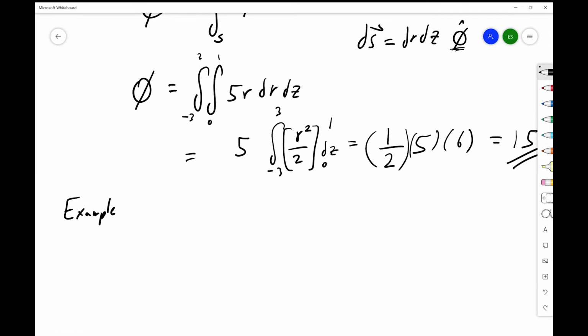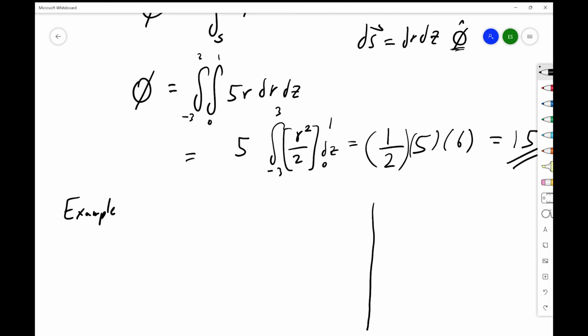We want to do the same problem, but now we want to integrate along. We want to find the flux going out of an enclosed surface, and that surface is a wedge. So how would the wedge be? The wedge would be something like this, two sheets of paper with an angle between them. So it would look something like this.